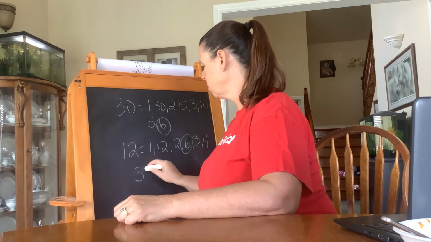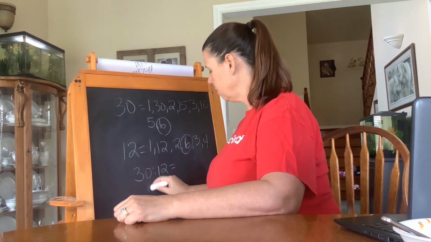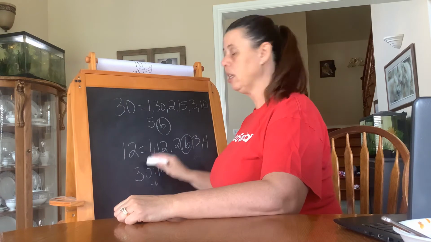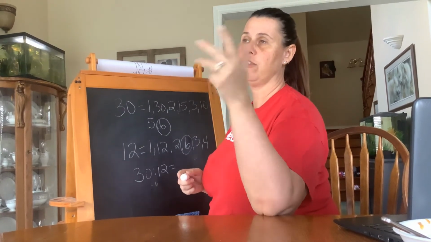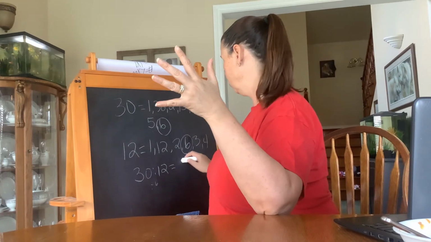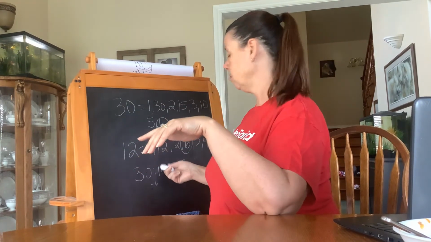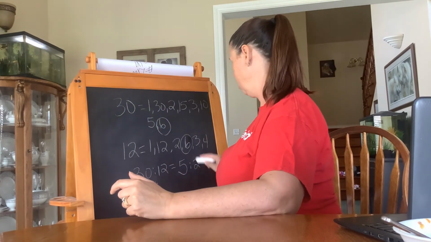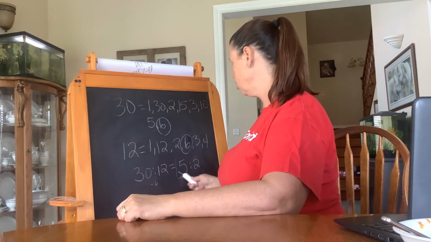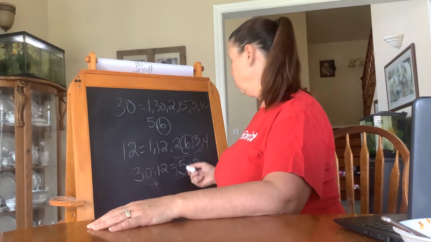So if 30 to 12, and now I need to divide them both by 6. So how many 6s make 30? 6, 12, 18, 24, 30. So that's going to be 5. 6 goes in 5 times. How many times does 6 go into 12? 6, 12. 2 times.